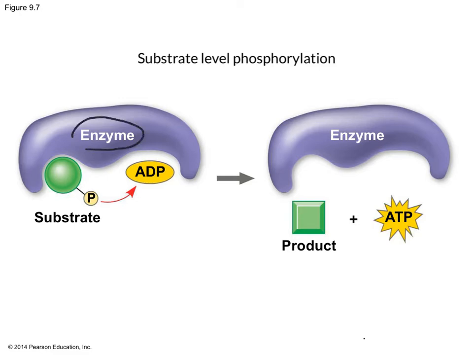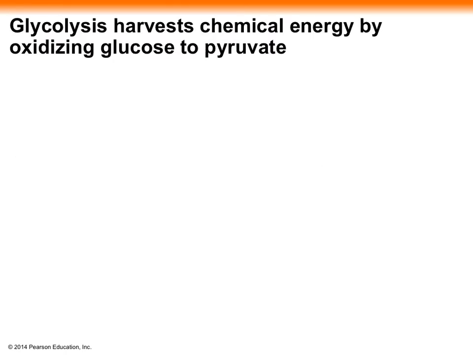So you can see in this first picture, this first slide, it shows an enzyme, and in order to create ATP, another phosphate group is added to ADP. This creates ATP. We see this happening in both glycolysis and the citric acid cycle. In glycolysis, we are going to have glucose being broken down into 2 molecules of pyruvate.